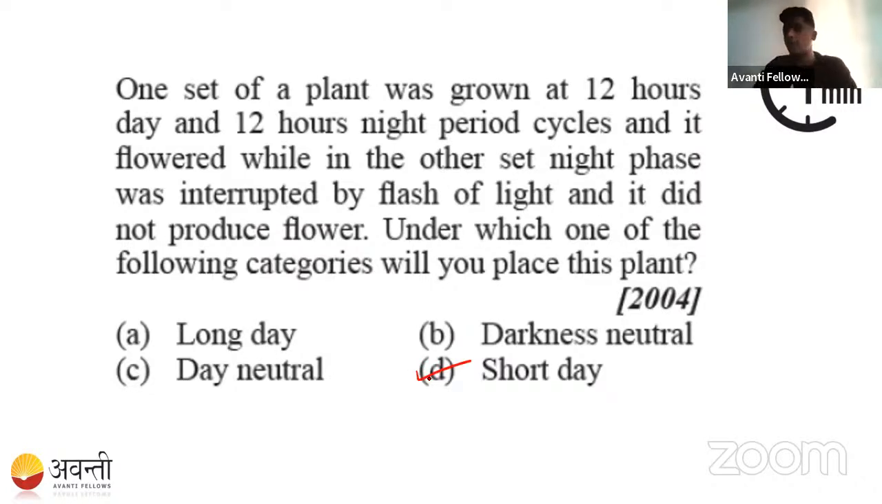No, people. If I had exposed it to more darkness instead of light, probably this plant would flower. Since its night cycle was interrupted, when the night was 12 hours and it was interrupted by a flash of light, it did not flower. That means it requires short days and longer dark hours. So that is why we place this plant as short day.